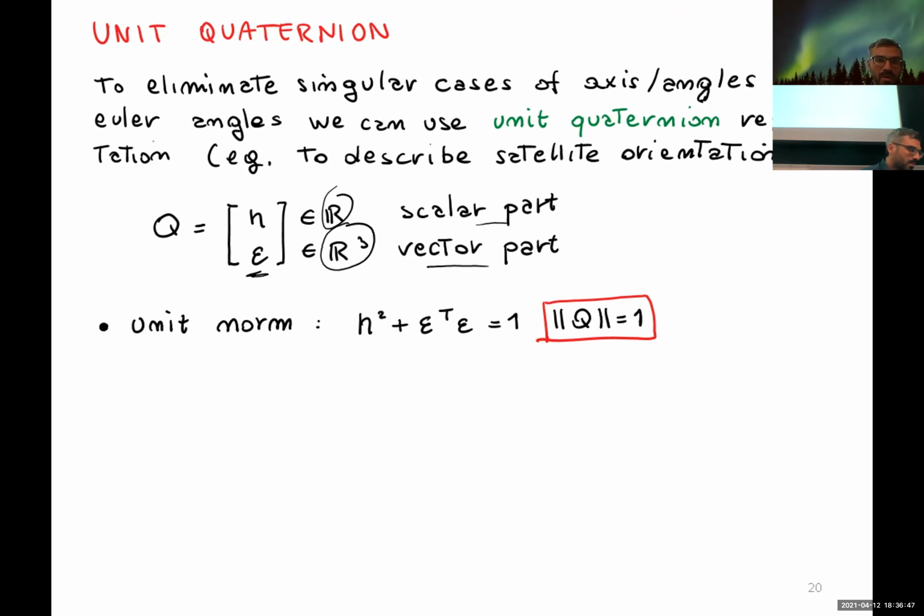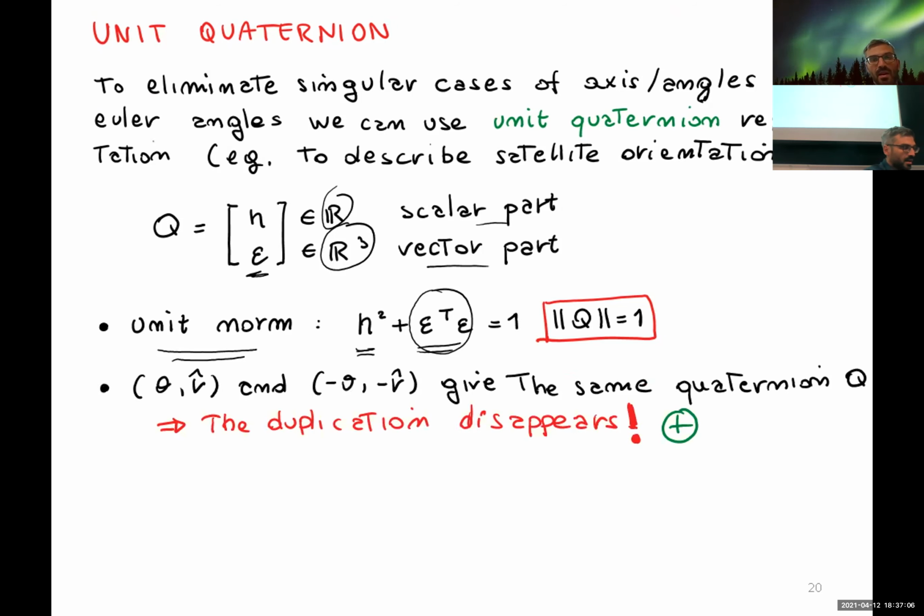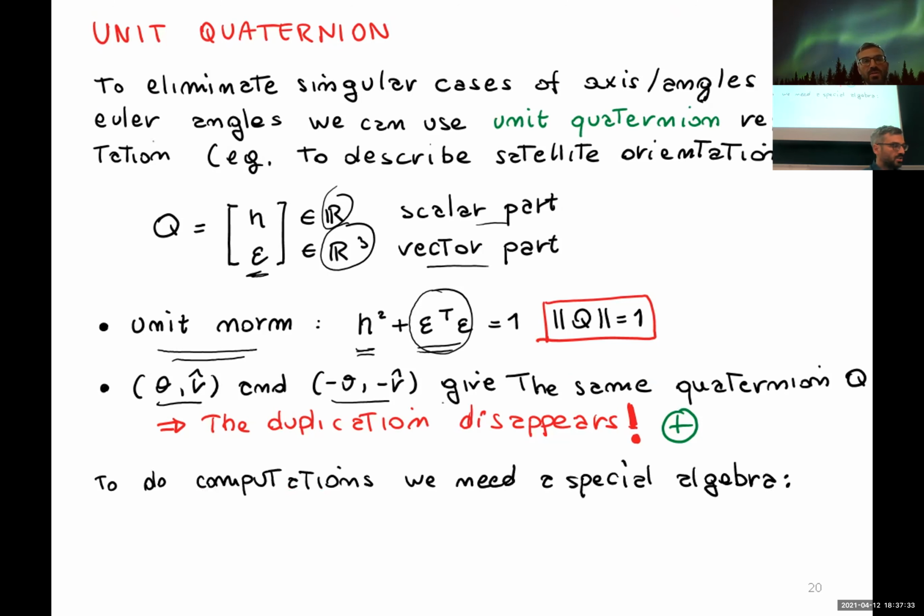They suffer from the problem of needing to have a unit norm. So the square of the scalar part plus the squared norm of the vector part should be equal to 1. You remember this is the norm for a vector. Another nice property is that they don't have the problem of having 2 solutions for the same orientation, like what we had in the angle axis representation. This will correspond to the same quaternion and to the same rotation matrix. We no longer have the duplication.